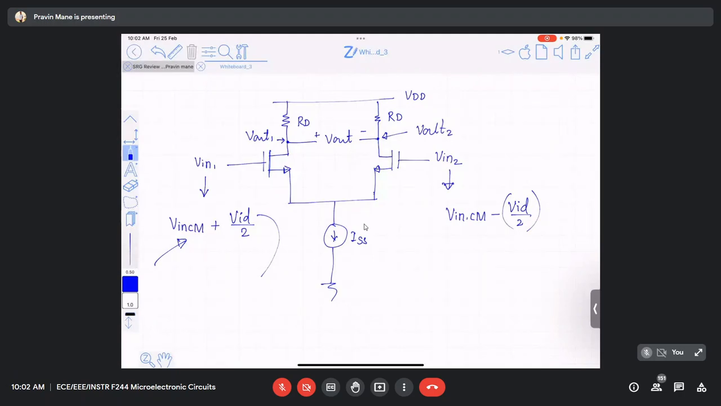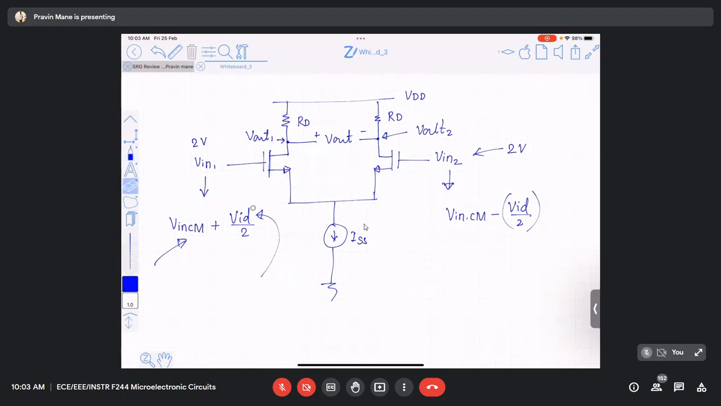For example, if this common mode voltage here is 2 volt, then here it will also be equal to 2 volt. So the value will be the same on both sides. That's why it is called the common mode input. Over it, there will be an AC signal superimposed, which is represented by VID, the differential input. So there is a common mode input and a differential mode input. So two kinds of inputs will be there. How they are generated, how they come into the picture, we will see later on.